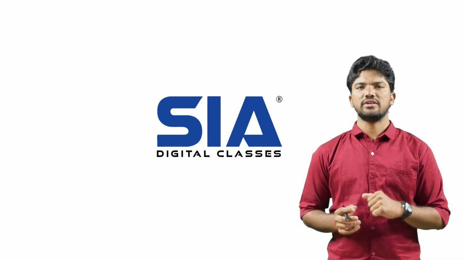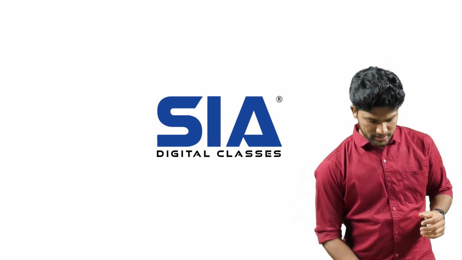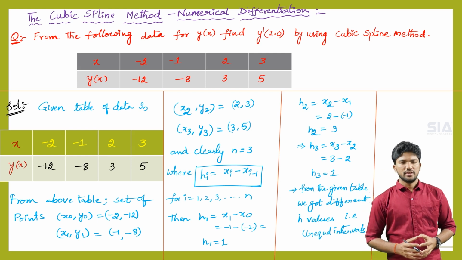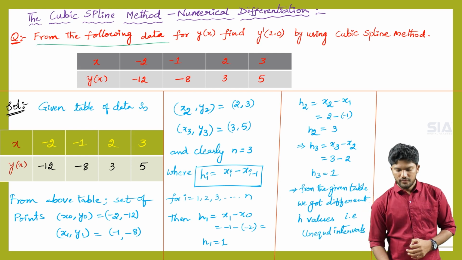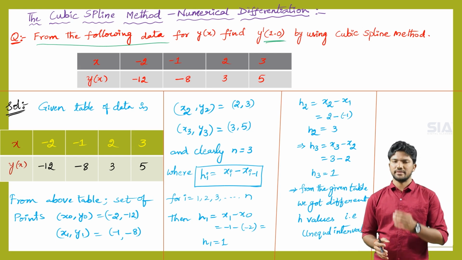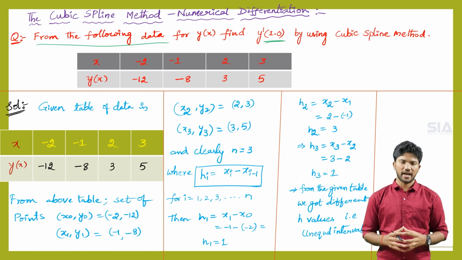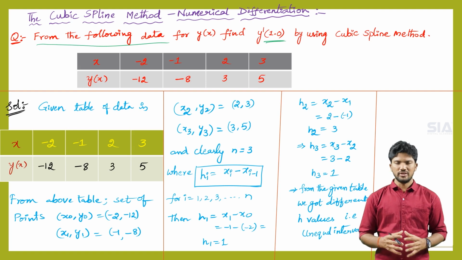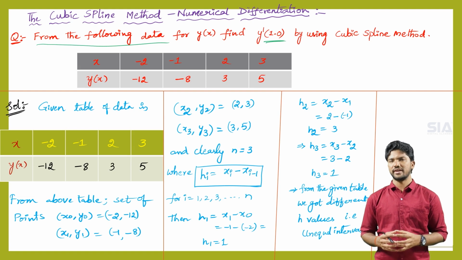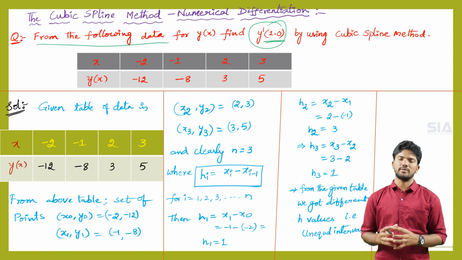In this lecture, we are going to discuss the cubic spline method in numerical differentiation. Let's see the statement first. Cubic spline method, numerical differentiation. From the following given data for y of x, find y dash of x at 1.0 by using the cubic spline method. In the given problem, we have a tabulated function, that is x and the function y of x. By using this tabulated function, we have to find the value of the first differentiation, y dash of x at 1.0.